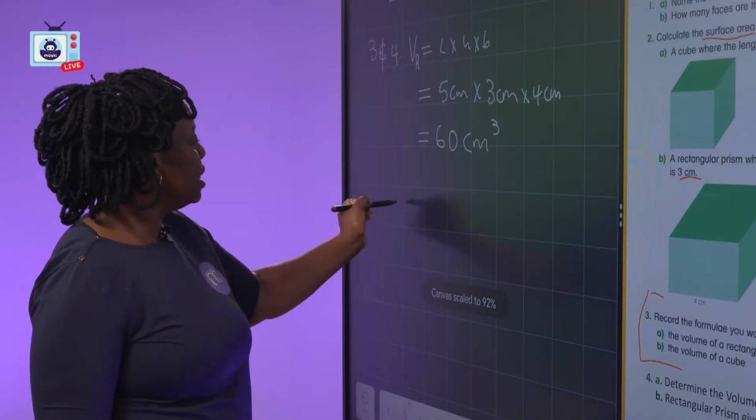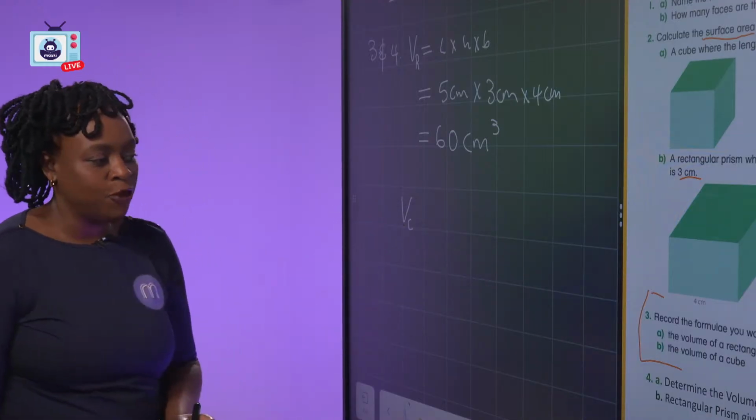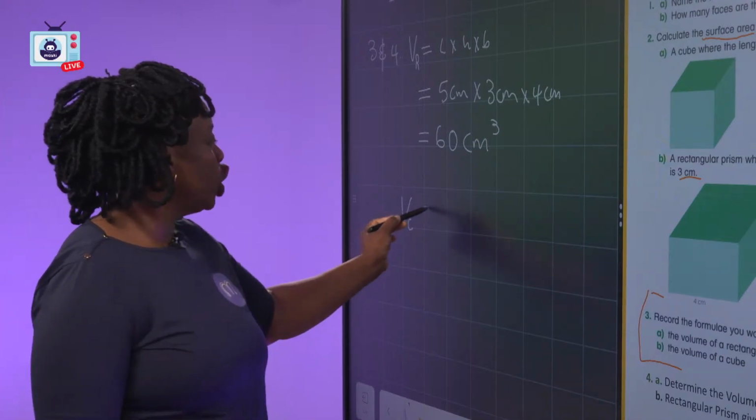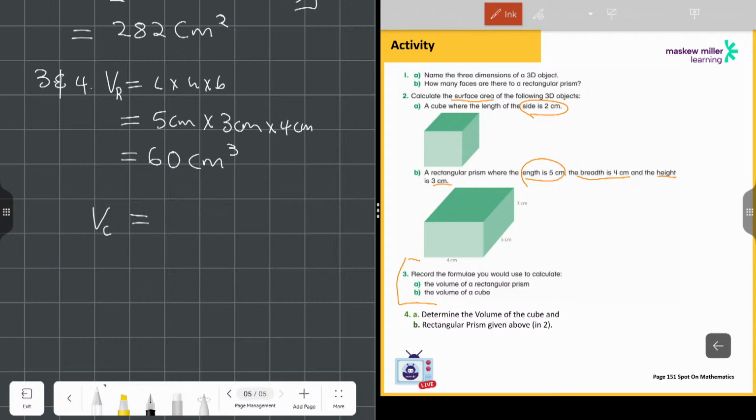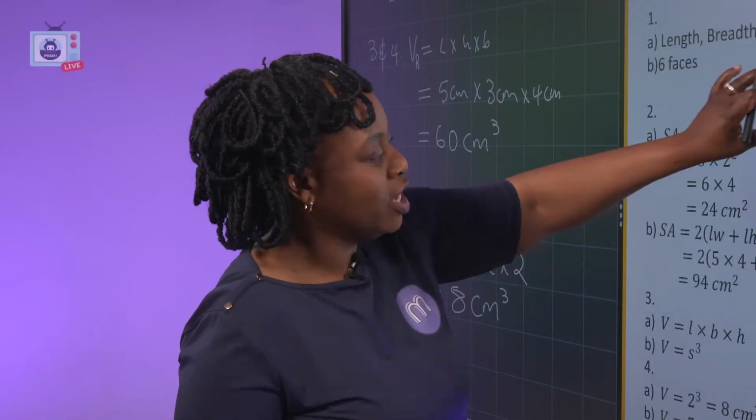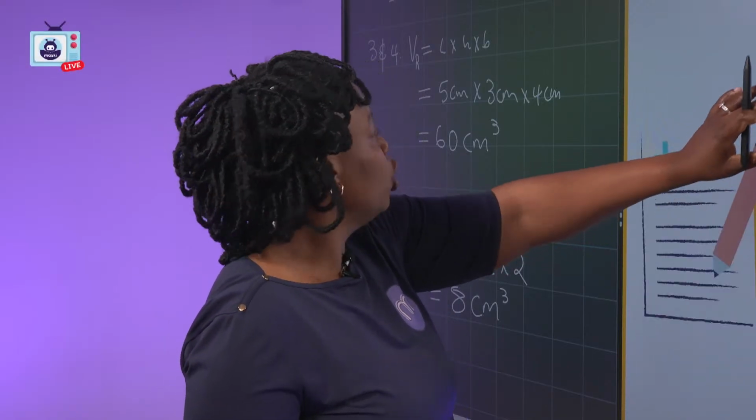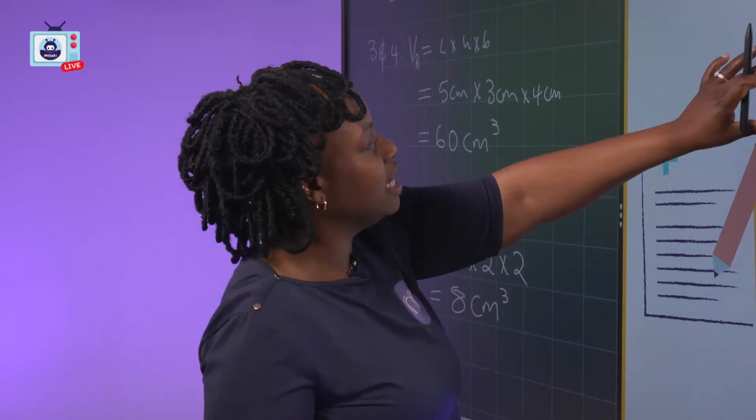Then the other one is the volume of a cube. I'm going to say VC, so we can remember the volume of a cube. And the volume of a cube, it is therefore a side multiplied by a side multiplied by a side, which we write as S cubed. So that means we have 2 multiplied by 2 multiplied by 2, which then gives us 8. So that will be 8 centimeters cubed as well. So that is how you would have responded and nailed these questions in this manner. So that is how you would have solved those questions that are given to us.